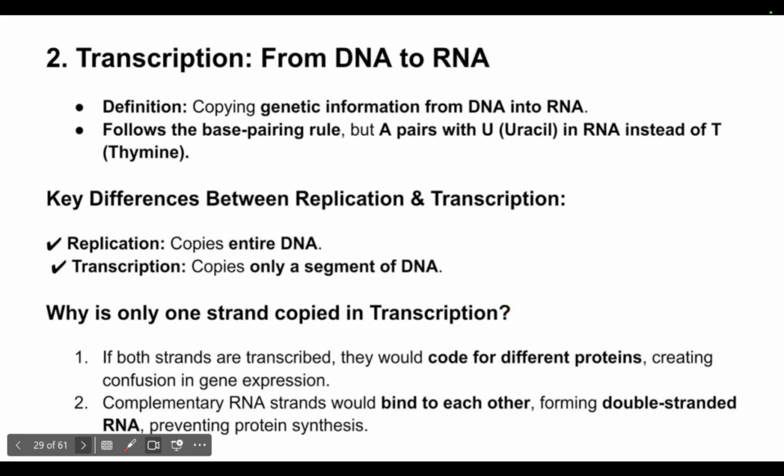Reason? Because if both the strands act as the template, or there is a transcription of both the strands, then there will be a difference in the code of RNA, which will lead to formation of different proteins, and this will create a confusion in gene expression. Another reason is that if both the strands synthesize RNA, then these RNAs will be complementary to each other. And if they are complementary to each other, then they will form a double-stranded RNA. And this formation of double-stranded RNA will prevent the protein synthesis.